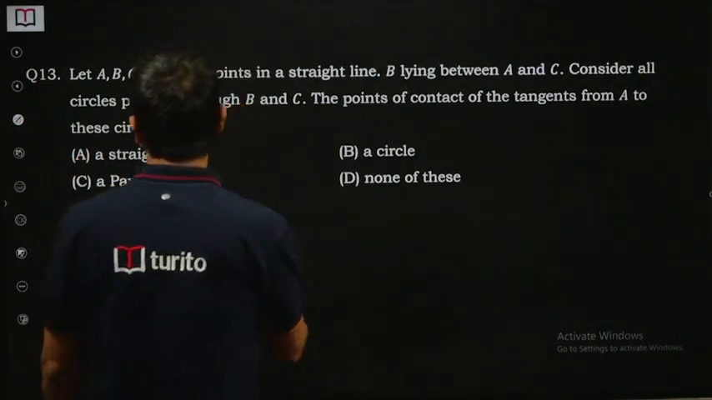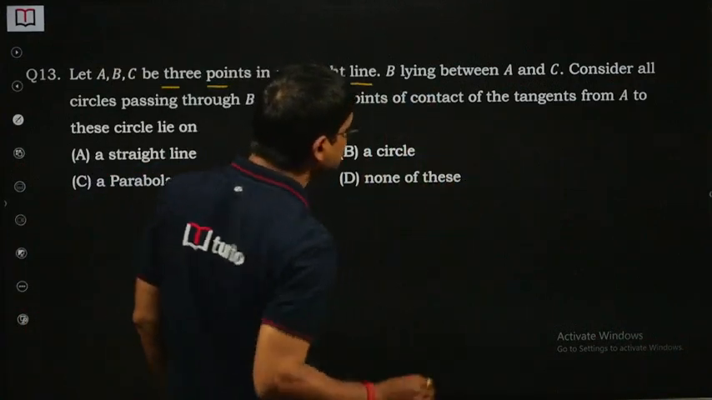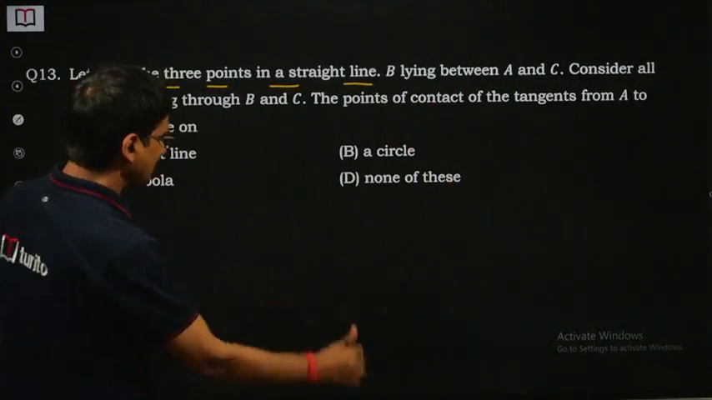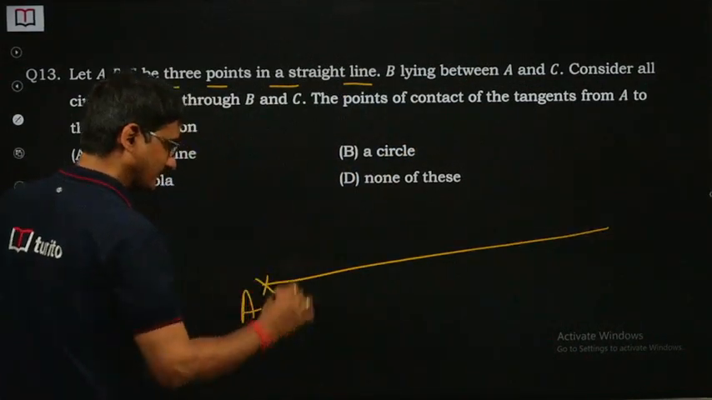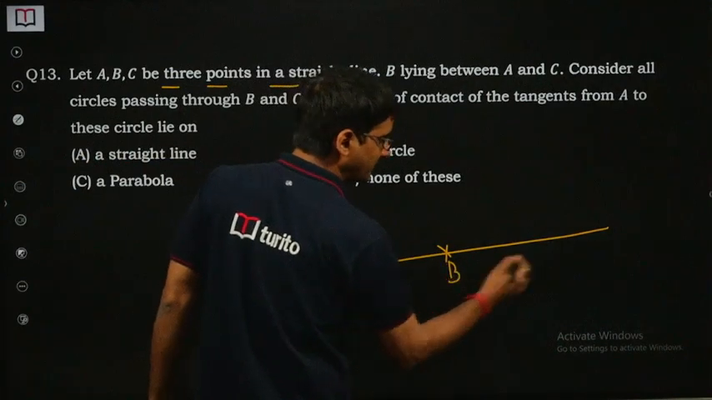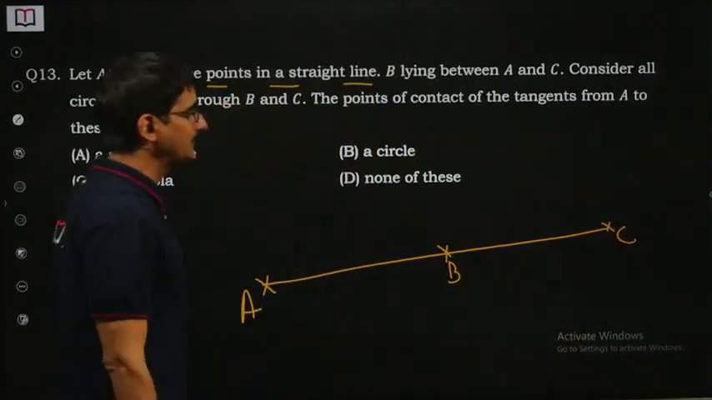Okay, now moving to the question with ABC, three points on a straight line. See, that's a very good question I found. I mean, very good. Why? Because I could think of something which helped us to solve it so quickly. B is a point between A and C.